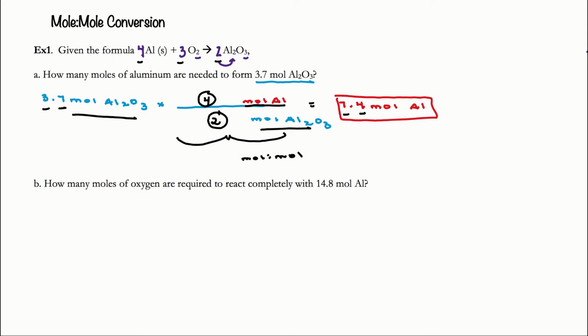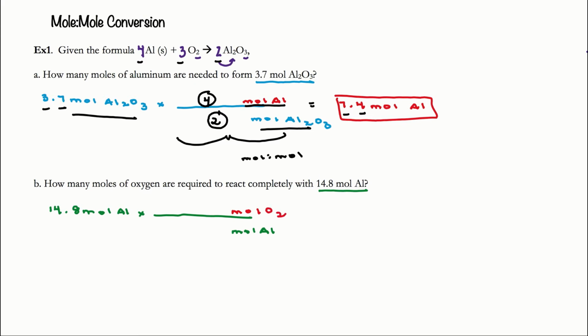So how many moles of oxygen are required to completely react with 14.8 moles of aluminum? If I'm giving you moles of aluminum, I'm asking you, hey, how many moles of oxygen are going to be required to react with that? So I'm going to get into moles of oxygen, moles of O2. I'm going to use my mole-to-mole ratio.